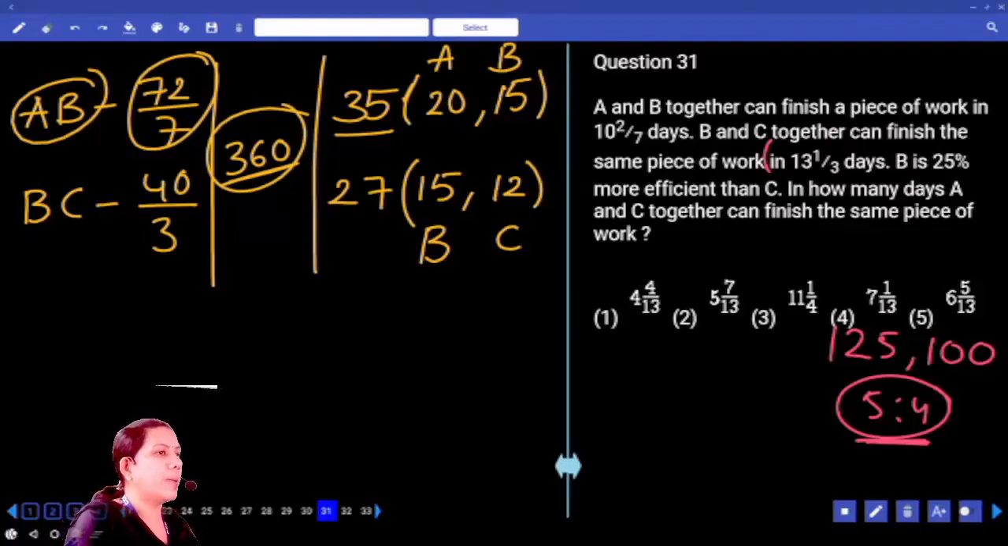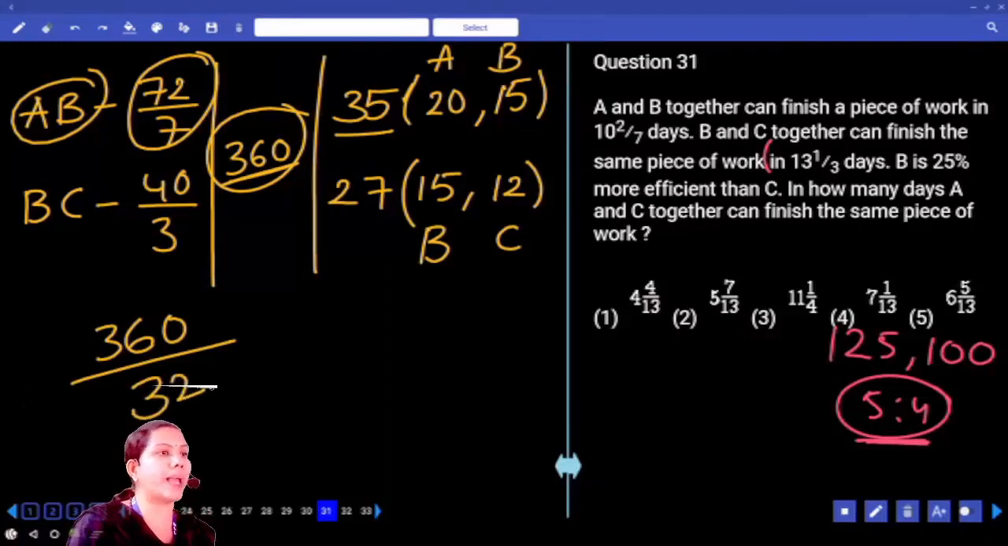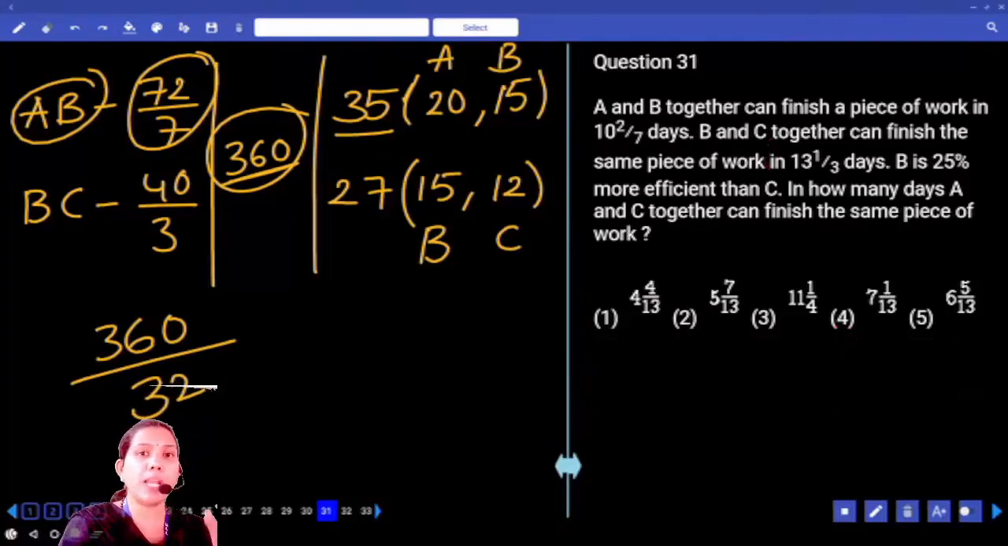And what is the question? What are they asking? In how many days can AC together finish the same piece of work? That means total work. What is the total work? 360. Now your question is about AC together. What is A's efficiency? What is C's efficiency? Together they work 20 plus 12, 32. So 360 by 32 is that. 360 by 32.